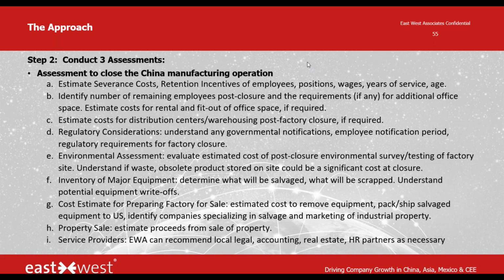We looked at the regulatory considerations, understanding government notifications, and particularly around the environmental regulatory regimes, which have become more stringent and more comprehensive in the last 5 years or so. We looked at the major equipment that they had in place, what would have to be written off, and what would the cost be, and then estimate the results of offsetting costs from property sales that would be used to offset the shutdown costs. Next slide, please, Alex.